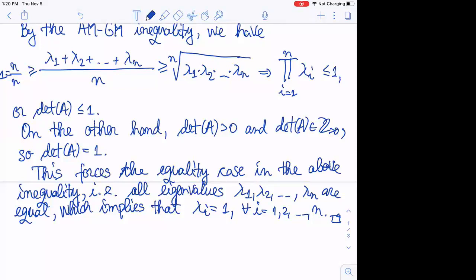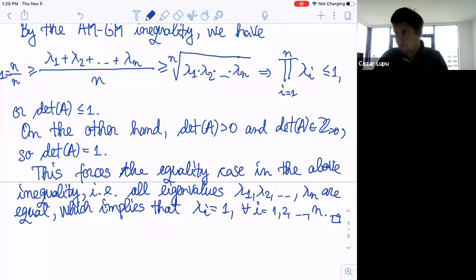Very tricky problem. But it's a nice fact to know that if you have a real n by n matrix with entries 0, 1, this is a special type of matrix, where each entry is either 1 or 0, and you know that all the eigenvalues are positive, then all the eigenvalues must be equal to 1. And in fact, not just that, you can say that the determinant will be 1, the trace will be n, and so on. So that's a very important fact.